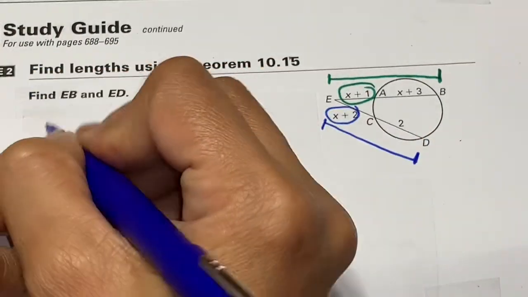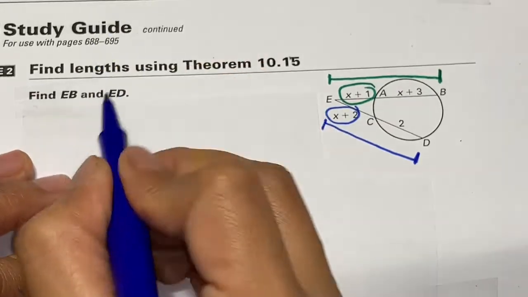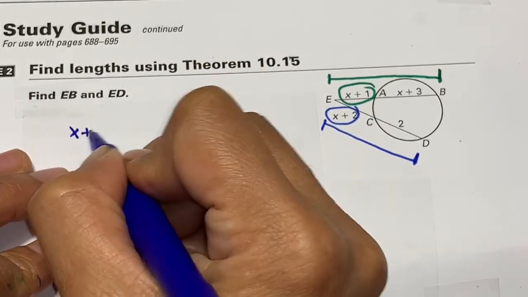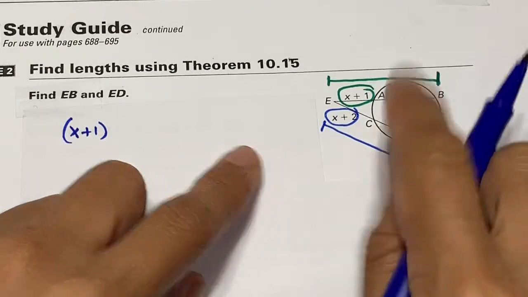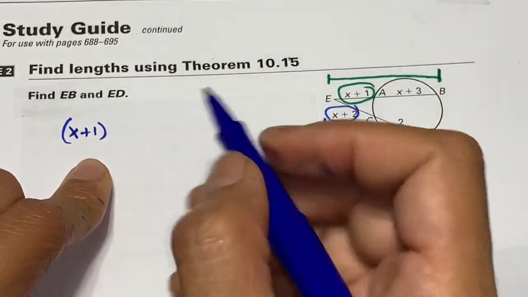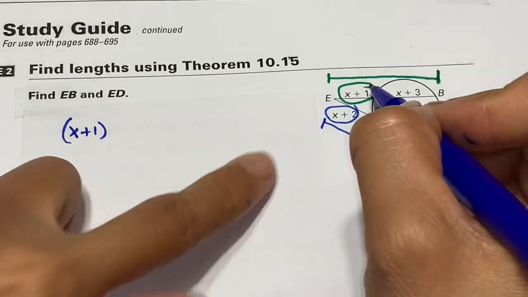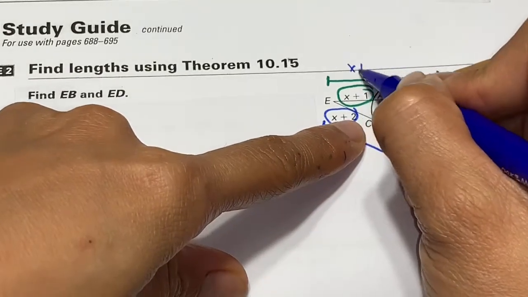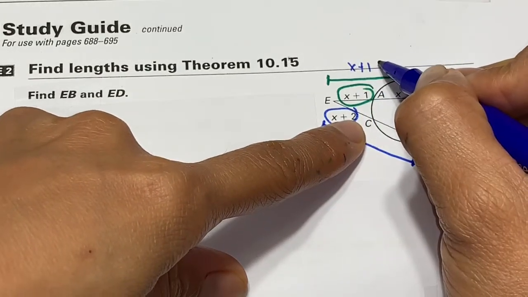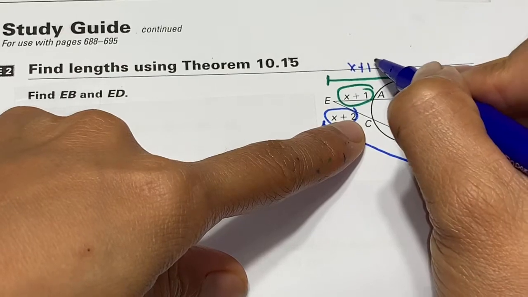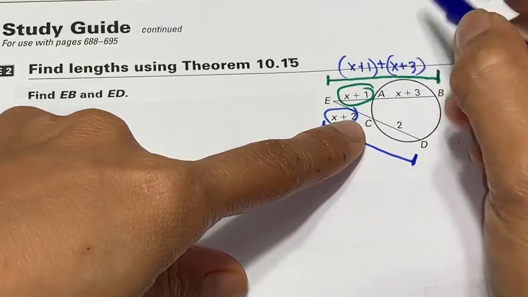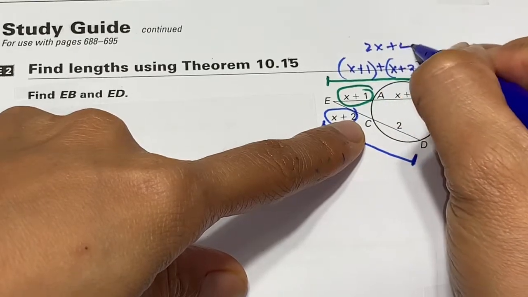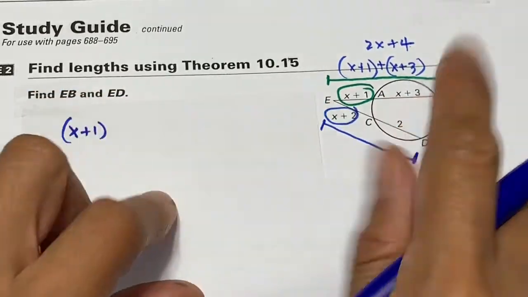Okay, so we have x plus 1 multiplied by the whole thing. The whole thing is x plus 1 plus x plus 3. Therefore, that is 2x plus 4, right? 2x plus 4.